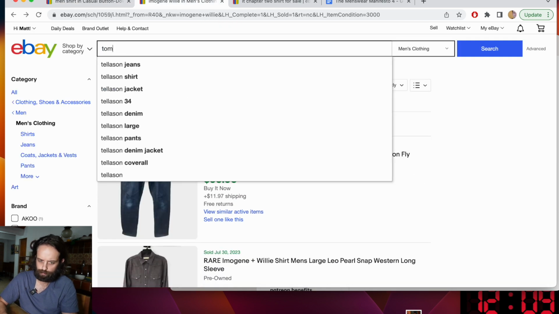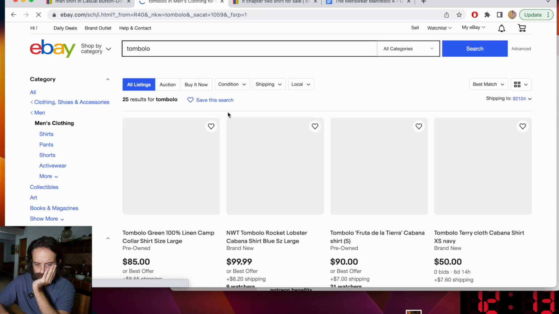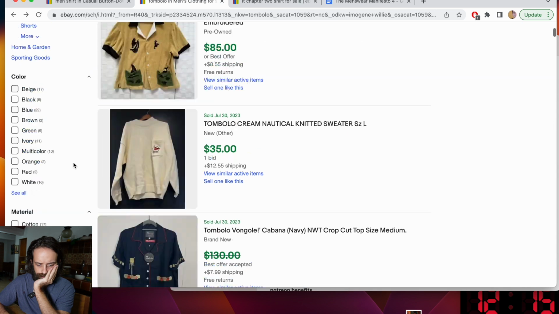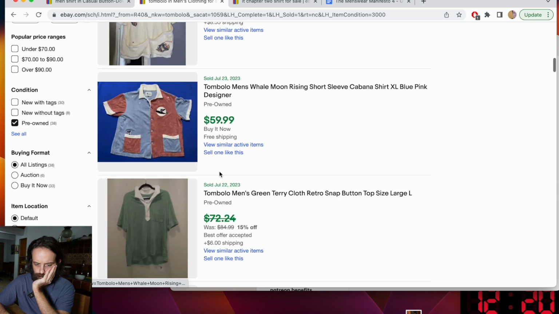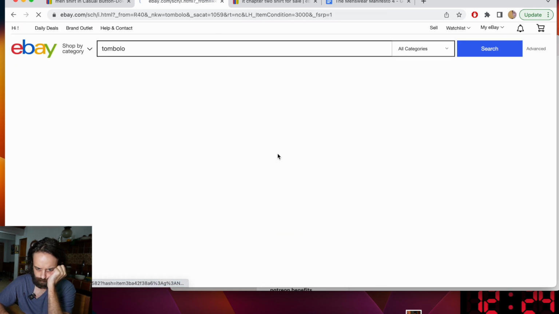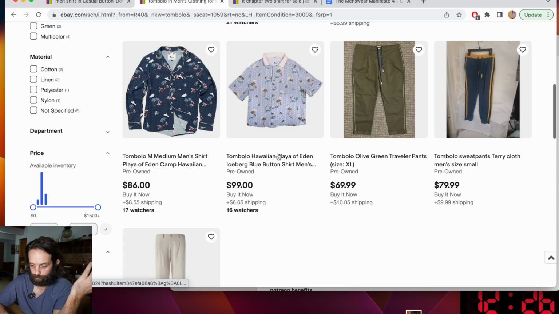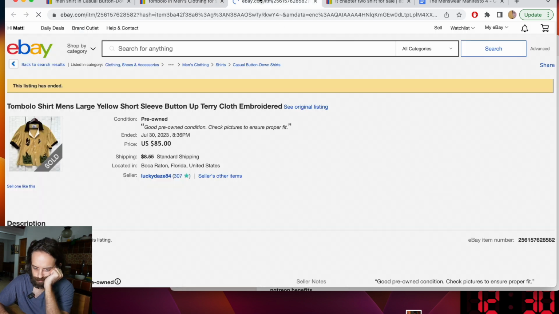Tombolow. Oh, come on. No way. Three in a row? All right, so 38 pre-owned active, 209 sold. Wow, look at that. Boom, boom, boom. Let's look at the tag so we know.